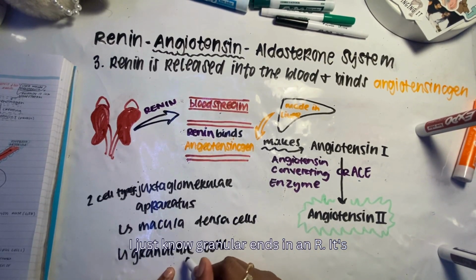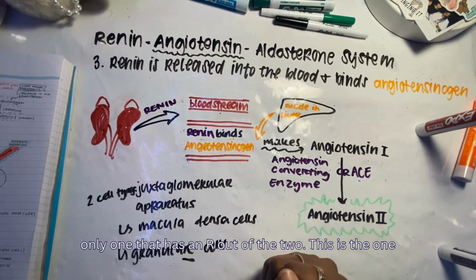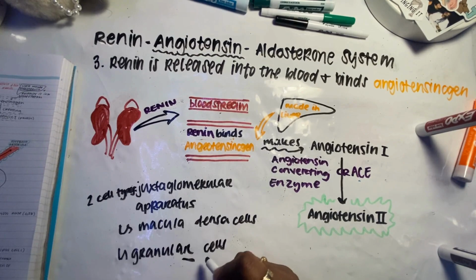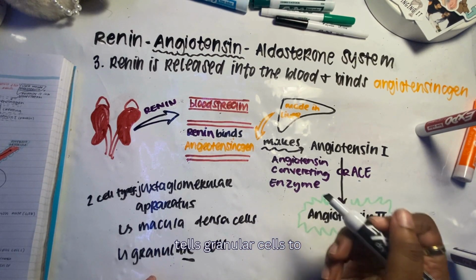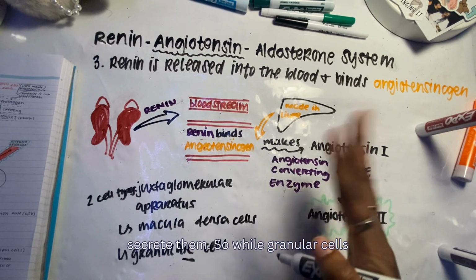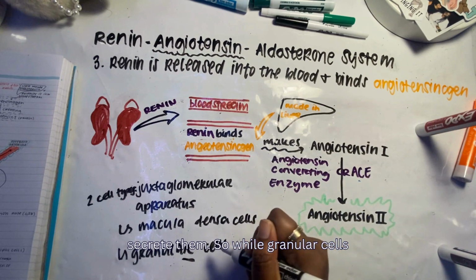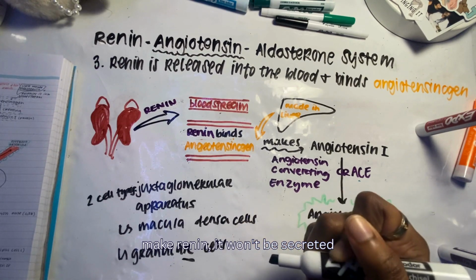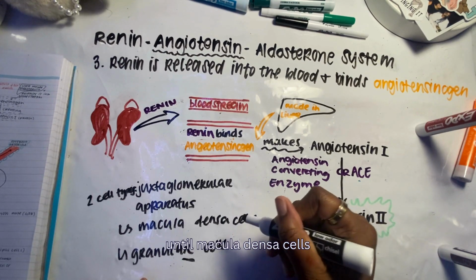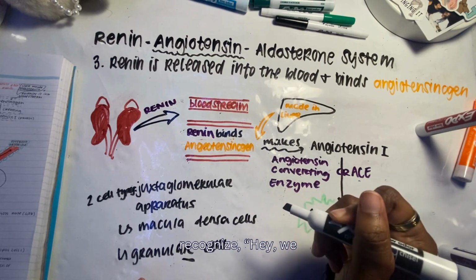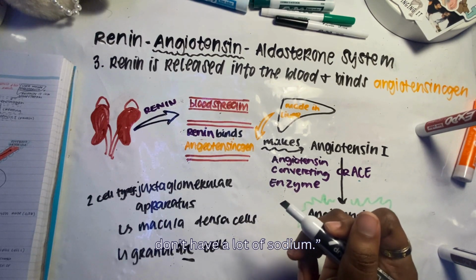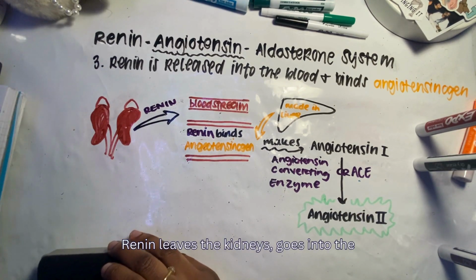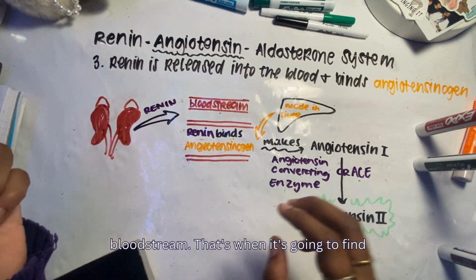I just know granular ends in an R. It's the only one that has an R out of the 2. This is the one that secretes renin, and it makes it. Then macula densa tells granular cells to secrete it. So while granular cells make renin, it won't be secreted until macula densa cells recognize, hey, we don't have a lot of sodium. Renin leaves the kidneys and goes into the bloodstream.